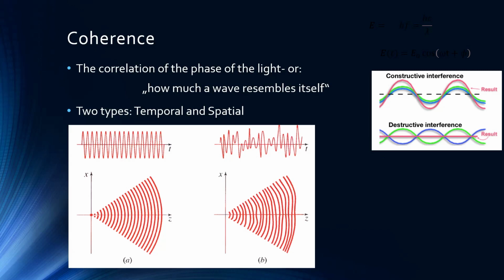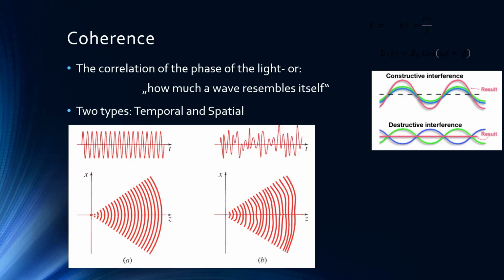Now, spatial coherence, as I'm sure many of you might have guessed already, is the correlation of phase at different points in space. Up here, we looked at the signal over time. Now down here, we look at the signal in the X, Z plane. Just like in a pond where you throw a stone in the water, imagine we do that here at the origin. The wave fronts, which mark the maxima of these oscillations, propagate outwards radially.